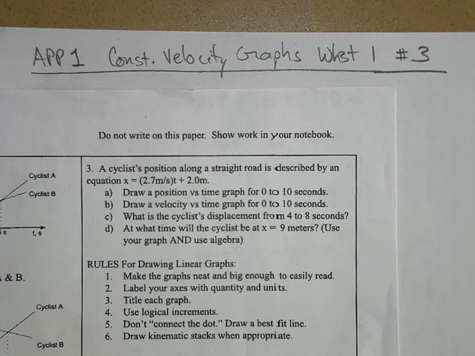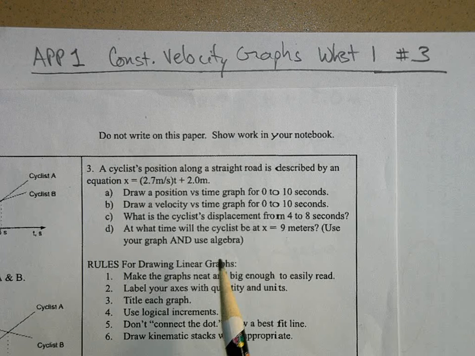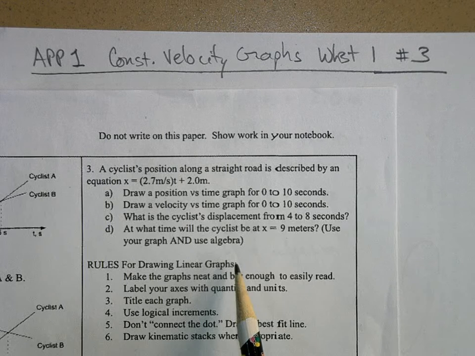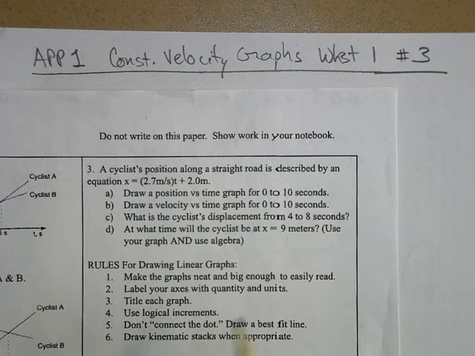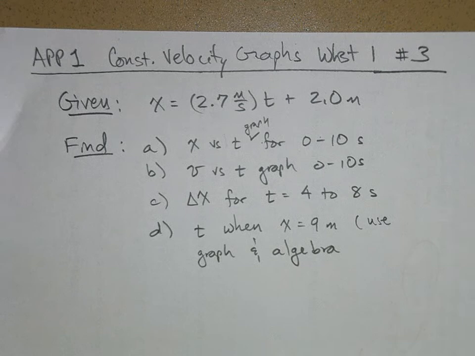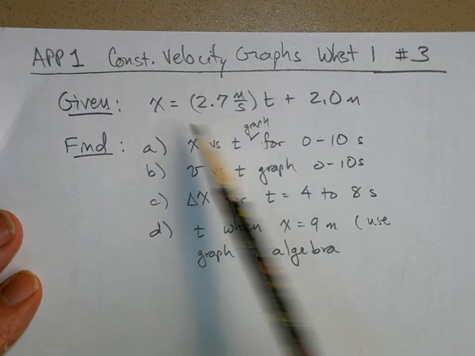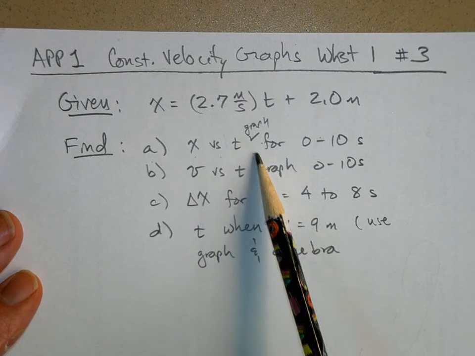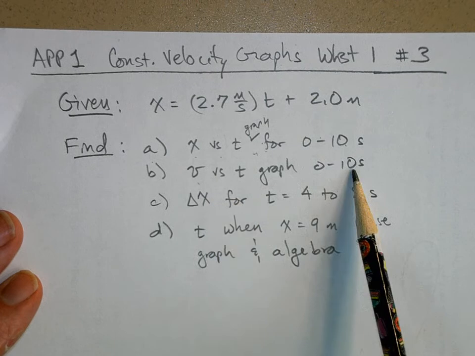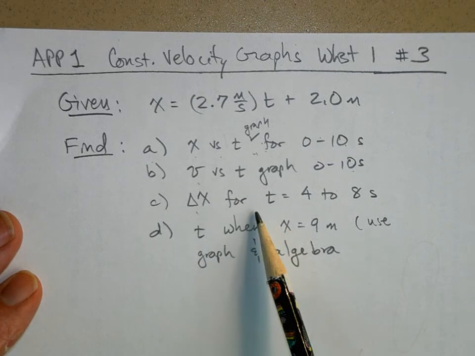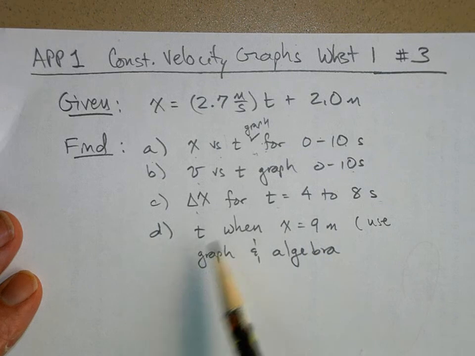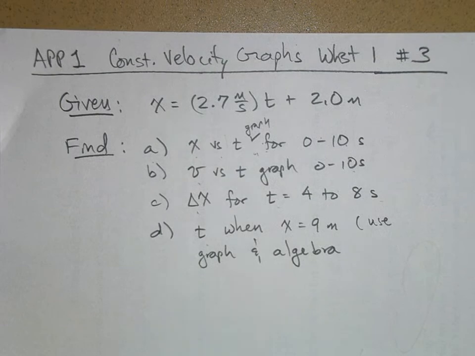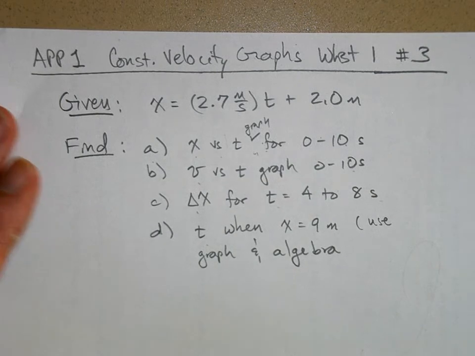And D, at what time will the cyclist be at x equals 9 meters? Use your graph and use algebra. Okay, so let's do all that. I already set it up here with given, find, and solve. So given, x equals 2.7, as I said. And then what do we want to know? A, the position versus time graph for 0 to 10 seconds. Then the velocity, and then delta x for t equals 4 to 8 seconds. And then the time when x equals 9 meters. You can use a graph and you can use algebra. I want to see both.